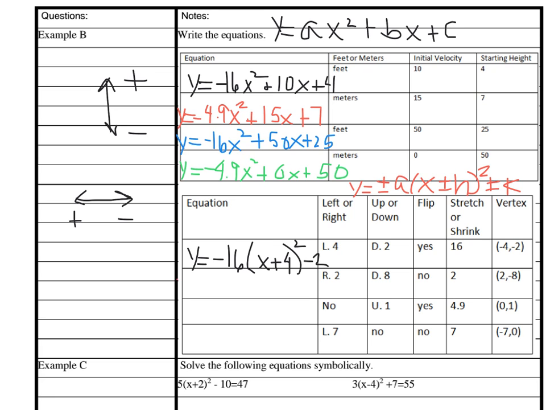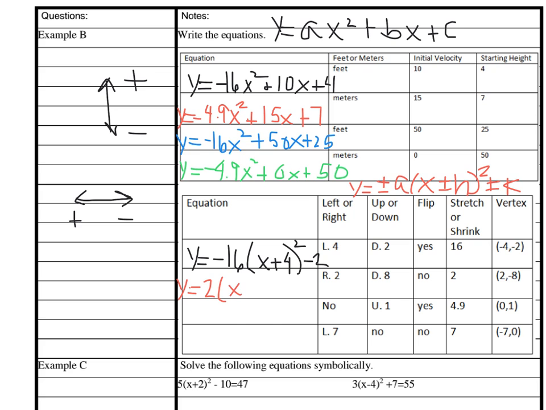Next one, let's just go ahead and start with if there's a negative out front, which if we look at the flip, it says no, so there's no negative. So next we move on to the a value, which is our stretch or shrink, which is 2, so we can go ahead and write 2.